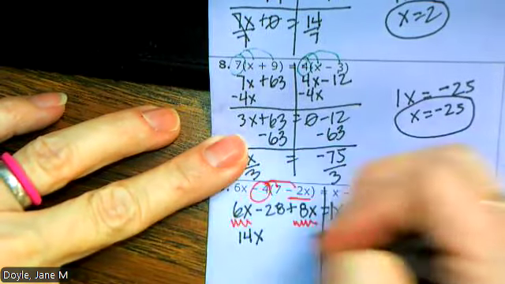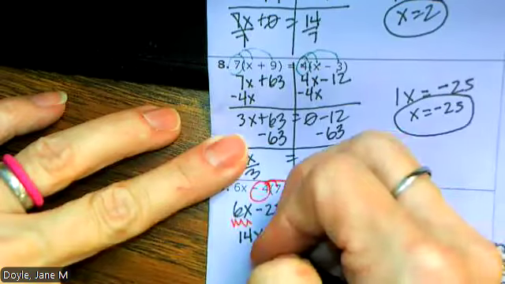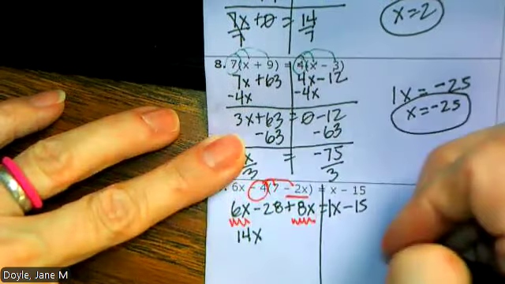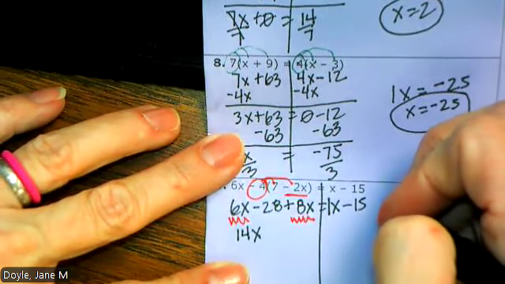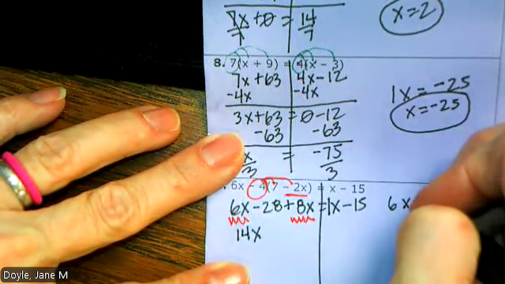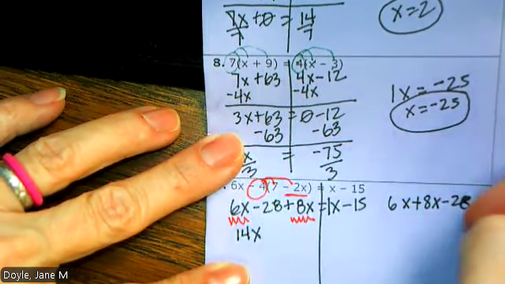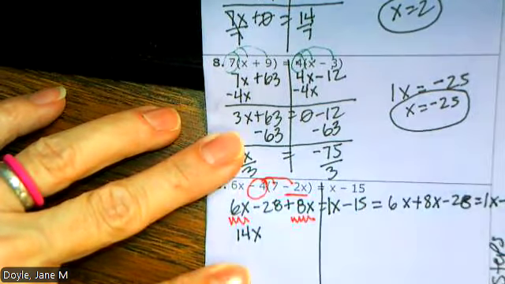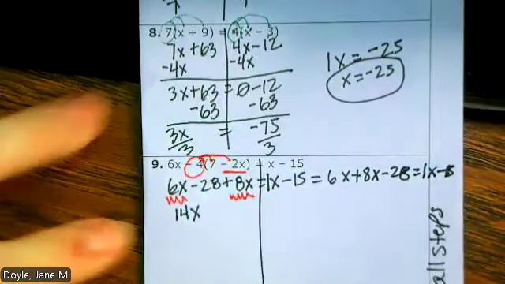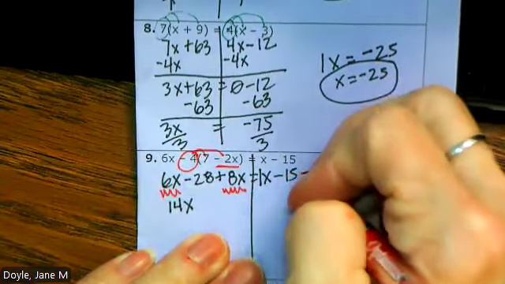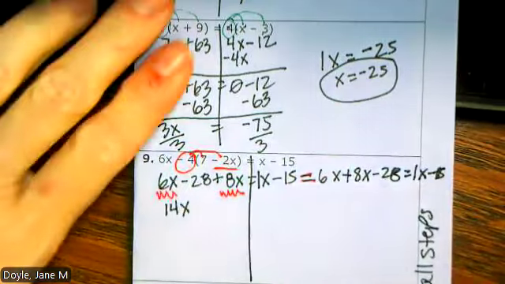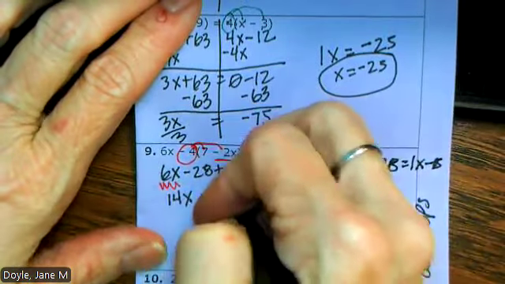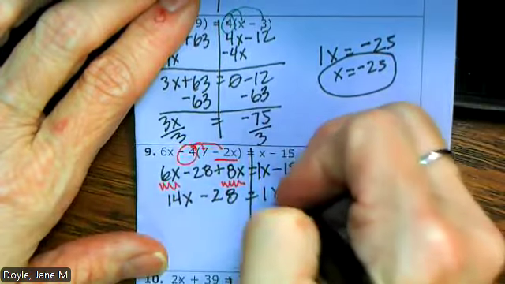You don't do any magical subtract from this and subtract from that. They're on the same side. If you wanted to, I'm going to write this out here. You could rewrite this as 6x plus 8x minus 28 equals 1x minus 15. You could rewrite that. That's a choice. After you've done a couple of these, then you kind of see that the like terms are on the same side. Everything else comes down. Minus 28 is equal to 1x minus 15.